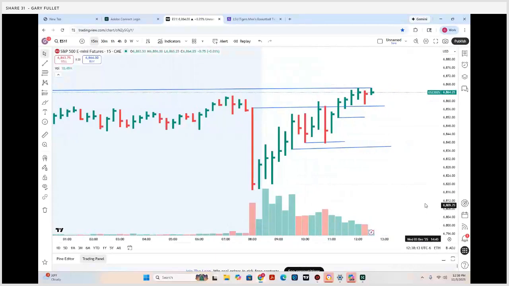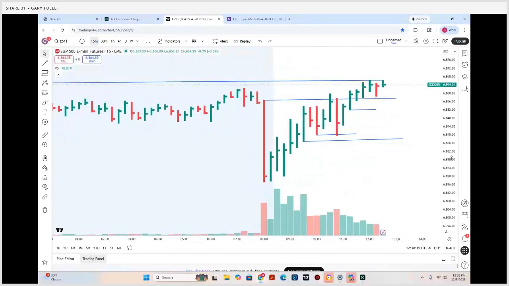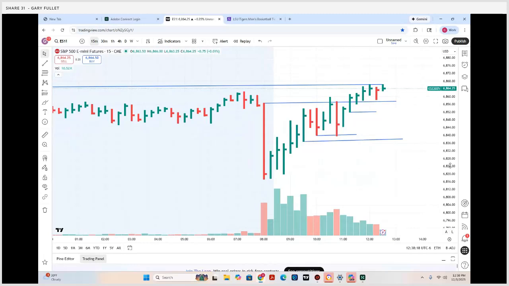So drawing reverse trend lines is something we can use, instead of using a point and figure chart, as more of an objective of where the market can go to.